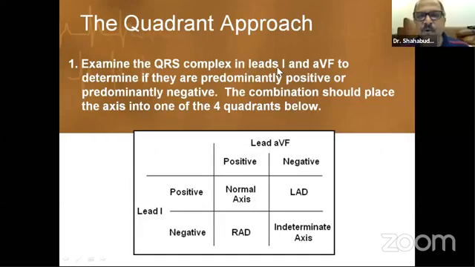We examine the QRS complex in lead 1 and AVF to determine if it is predominantly positive or predominantly negative. The combination should place the axis in one of 4 quadrants. That's because lead 1 is directed from 0 degree to 180 degree, and AVF is directed to 90 degree. So if we consider lead 1 and AVF, this divides our hexaxial structure into 4 parts. If lead 1 is positive and AVF positive, that is normal axis. Lead 1 positive but AVF negative is left axis deviation, and lead 1 negative and AVF positive is right axis deviation.